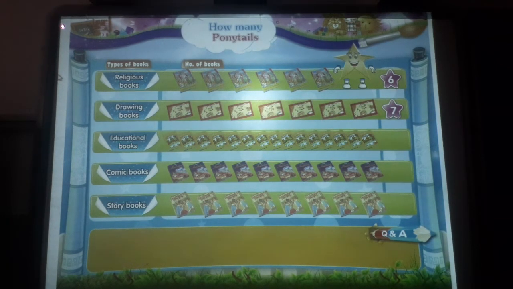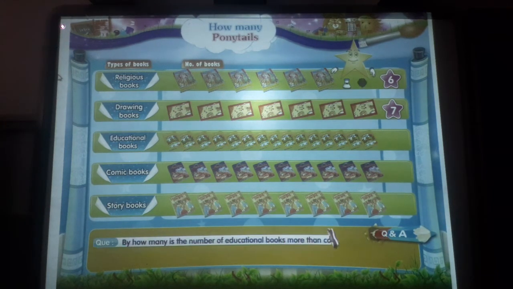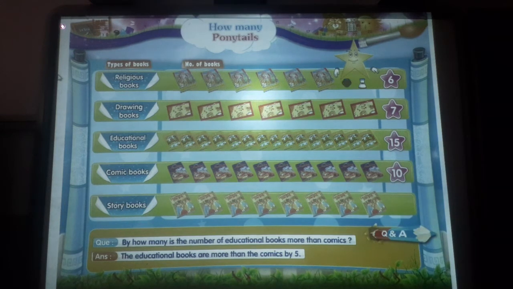Now, Starry, try to answer this question. By how many is the number of educational books more than comics? Yes, dear, there are 15 educational books and there are 10 comics. 15 minus 10 is 5. So, the educational books are more than the comics by 5.